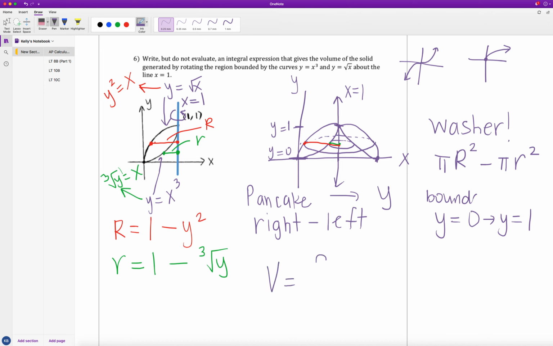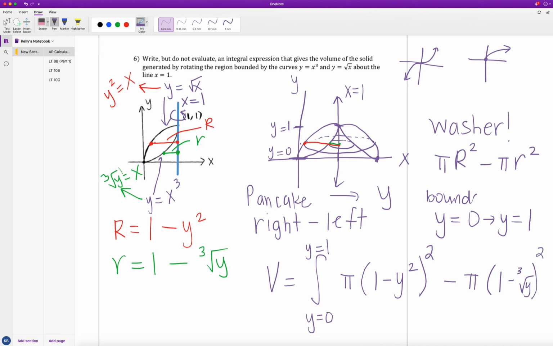So I'm going to get the integral from y equals 0 to y equals 1 of pi times, well, my big radius is 1 minus y squared. And then I square that because it's big radius squared, minus pi times my little radius, which is 1 minus the cube root of y. That is also squared. And then, of course, with respect to y from there.